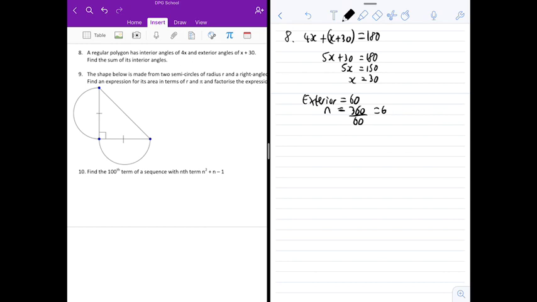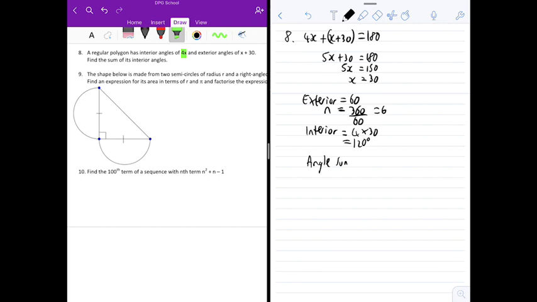And from this stage we can go down various routes, but let's say we know that the interior angle is 4x, we know that from the question. So the interior is going to be 4 lots of 30, which is 120 degrees, and there are 6 sides, so 6 interior angles. So the interior angle sum is going to equal 120 times by 6, which is 720 degrees.